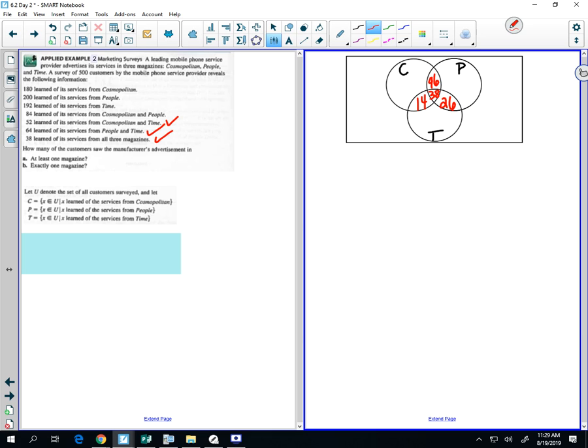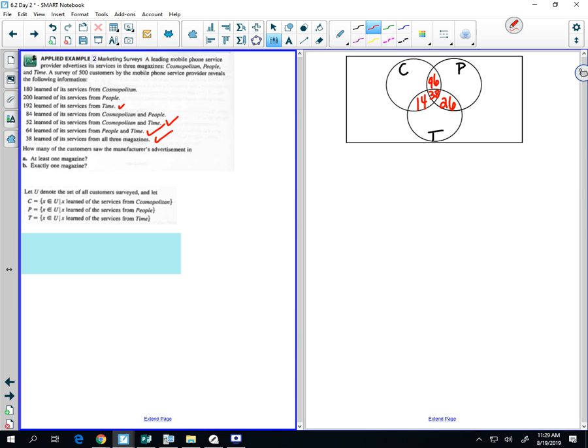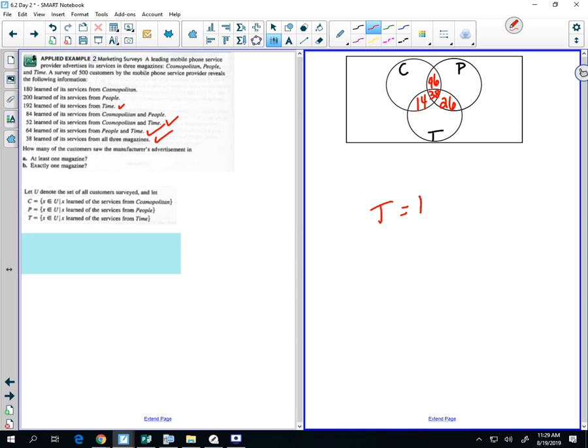And then from there, I can do 192 for Time. But Time already has all those three numbers in there, right? So for Time, I'm going to take 192 and I'm going to subtract 14 and 38 and 26 from each one, right? And I got 114. And I'm going to do the same thing for the other two. So People had 200. And so for People, I'm going to take 200 minus 46 minus 38 minus 26. And I get 90 left over.